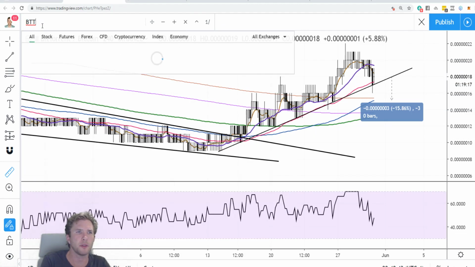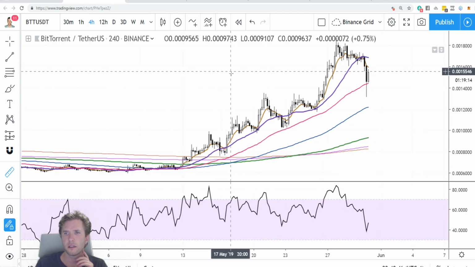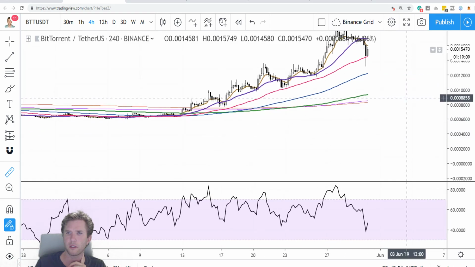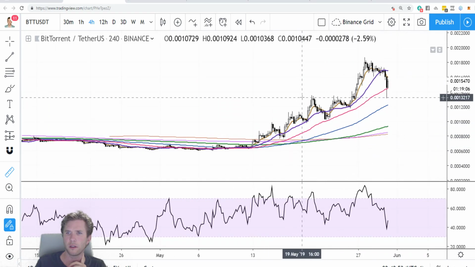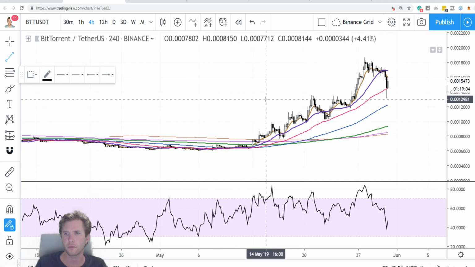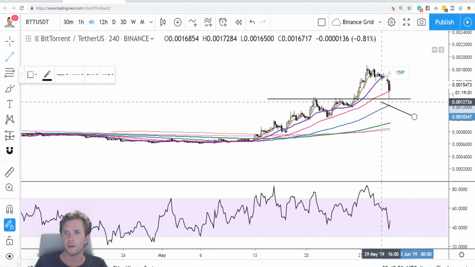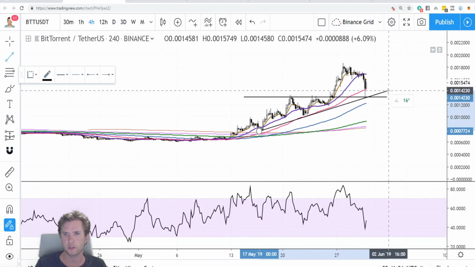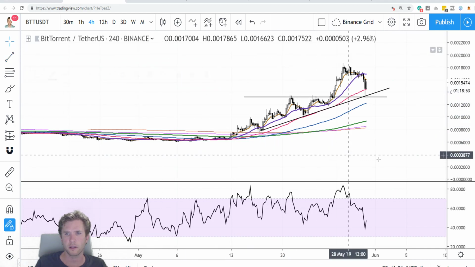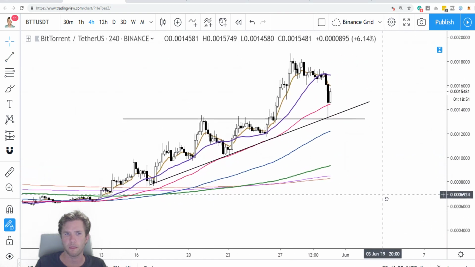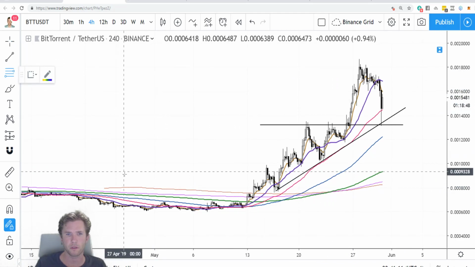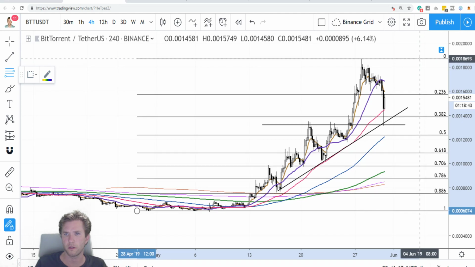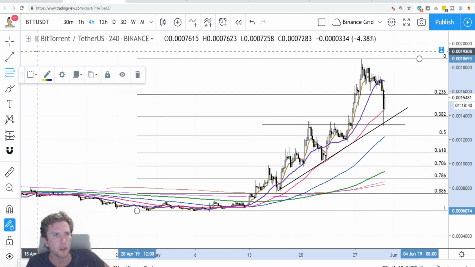But if you look at BTT USDT, yeah, we're holding that 50 MA. You can see we bounced off it really well. And look at the SR flip. And we've got this trend line. And let's look at the Fib, holding the 382 right now. So interesting.